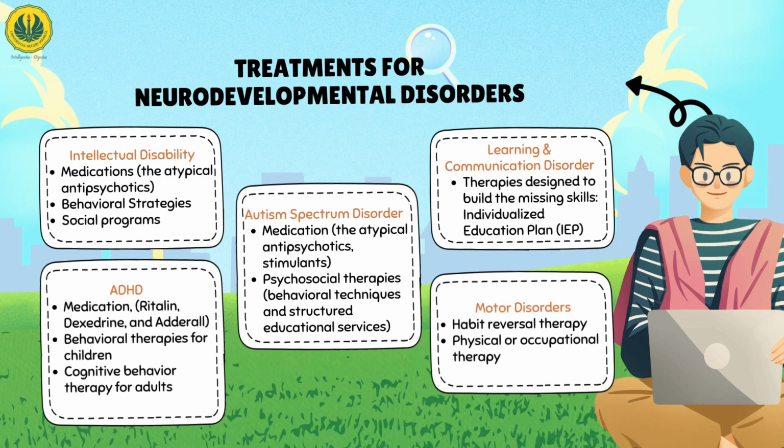Treatment for developmental disorders may include: first, medication, such as typical antipsychotic for intellectual disability and ADHD. And the second is psychosocial therapy, including behavioral techniques and structured educational service.